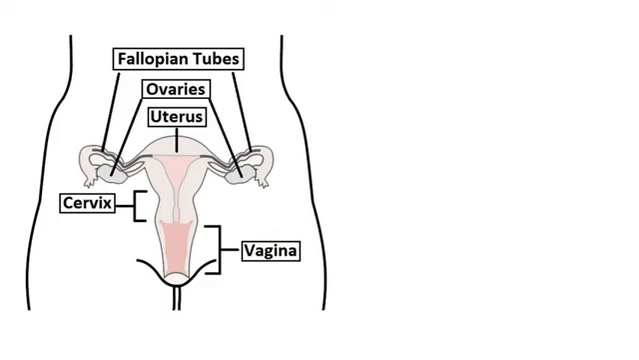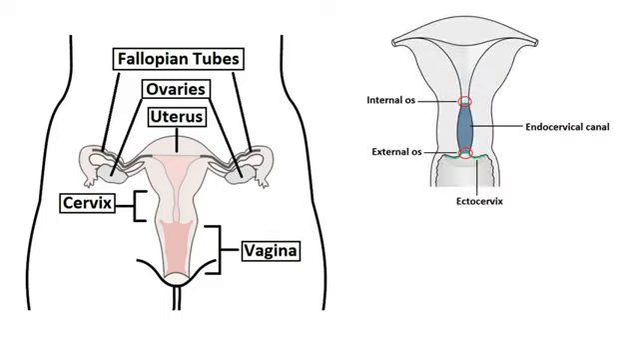Out of these, the cervix is the part that connects the vagina and uterus in order to transport sperm cells. Anatomically and histologically, the cervix is distinct from the uterus, therefore it is considered a separate anatomical structure. The cervix is composed of 2 regions: the ectocervix and the endocervical canal. The ectocervix is the portion of the cervix that projects into the vagina. It is lined by stratified squamous non-keratinized epithelium.